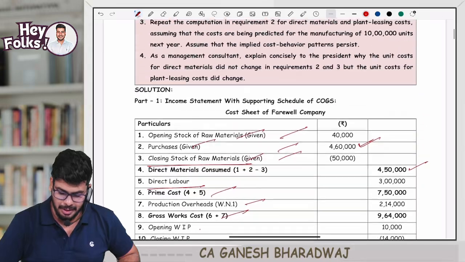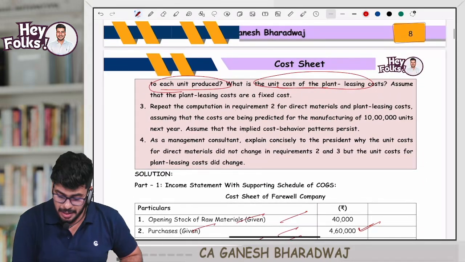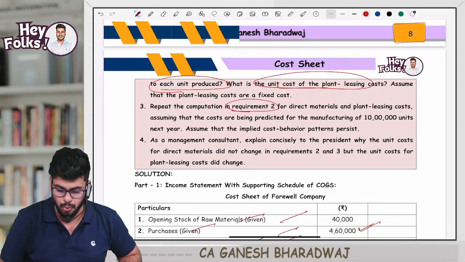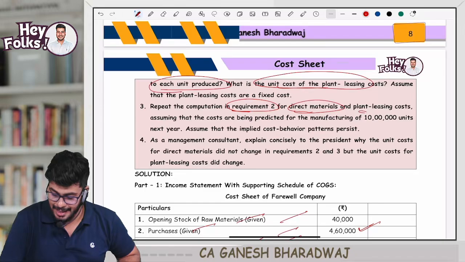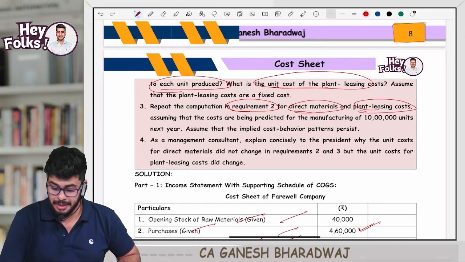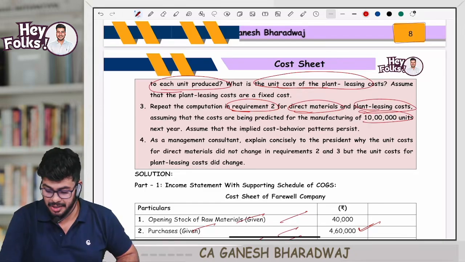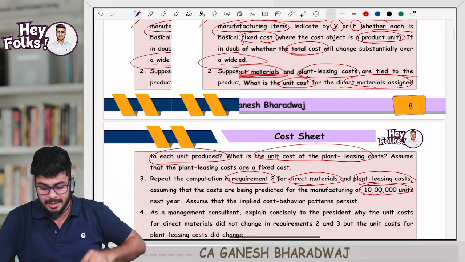Now, part 3 of the question, what have they asked? Repeat the computation in requirement 2 for direct materials and the plant leasing cost, assuming that the costs are being predicted for manufacturing 10 lakh units. In the earlier step, what did we do?